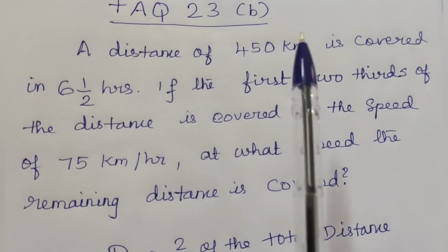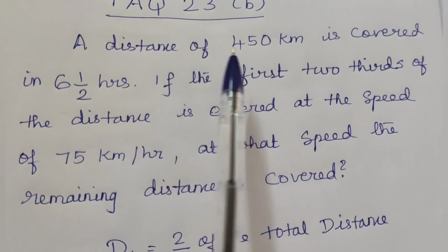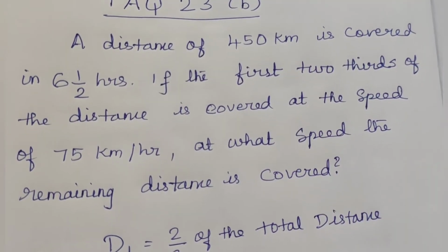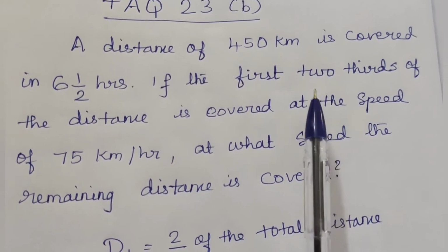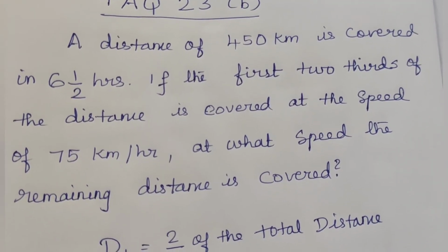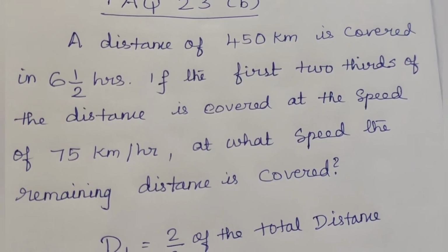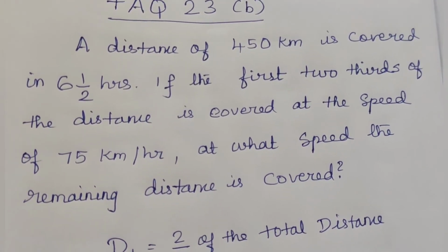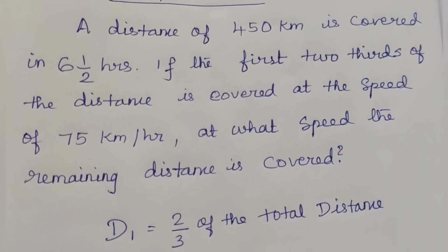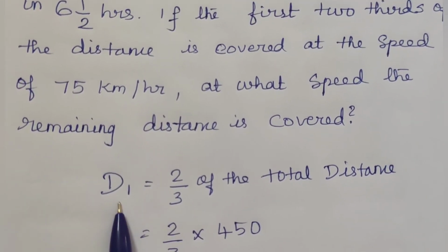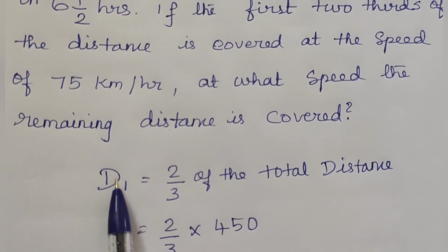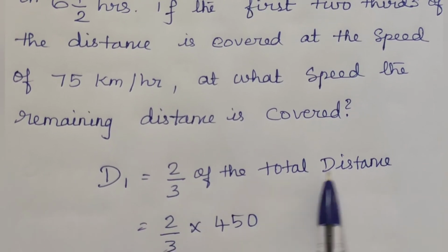Here the total distance is given and the total time taken to cover this distance is also given. But the journey is covered in two parts. First 2/3 of this distance is covered at a speed of 75 km per hour and the rest, the balance part, is to be covered at what speed so that you can finish the journey in 6 1/2 hours. D1, distance 1. See, the total distance is divided into two parts. So the first part D1 is equal to 2/3 of the total distance.